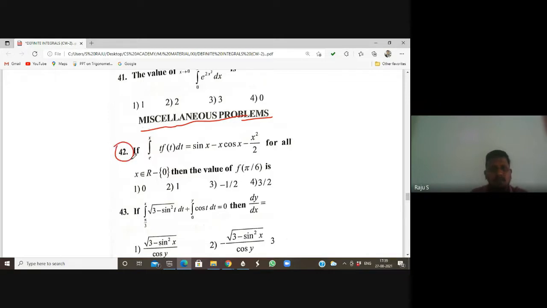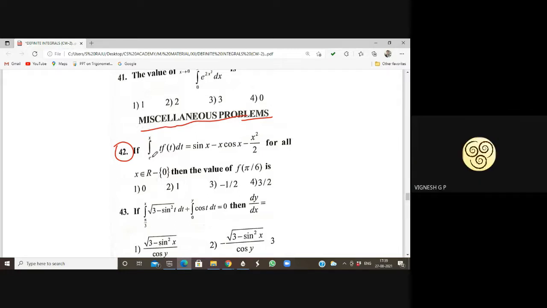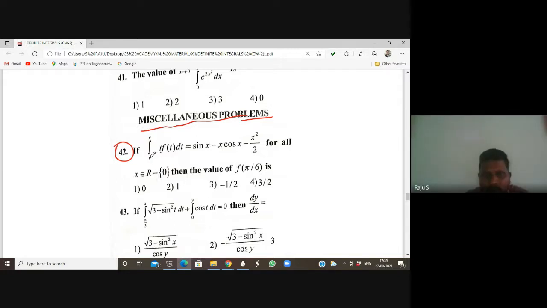Yeah, question number 42. See here, miscellaneous problems. What is the lower limit here, whether 0 or e? E, sir. Yes? E, okay. See, again Leibniz rule we can apply, because the function is in terms of t, but the limits are in terms of x. And also they are asking f of pi by 6.